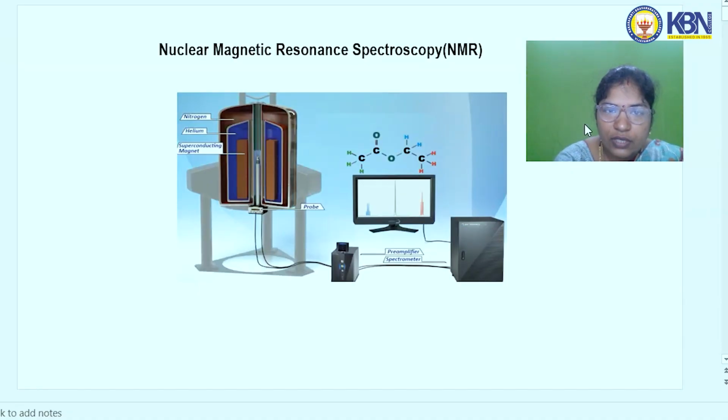Today I will discuss nuclear magnetic resonance spectroscopy. In simple terms, it is called NMR spectroscopy. NMR spectroscopy is also called proton nuclear magnetic resonance spectroscopy. The name itself indicates that it denotes the protons which are attached to the carbon.